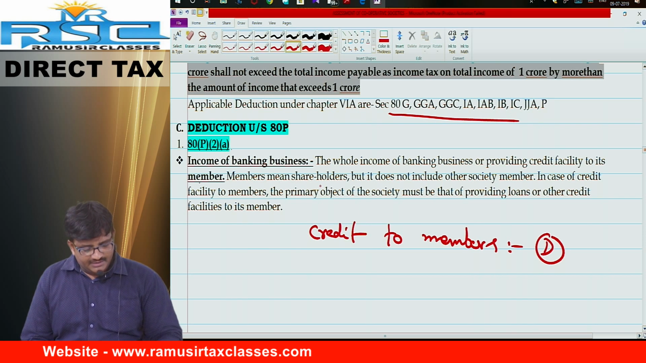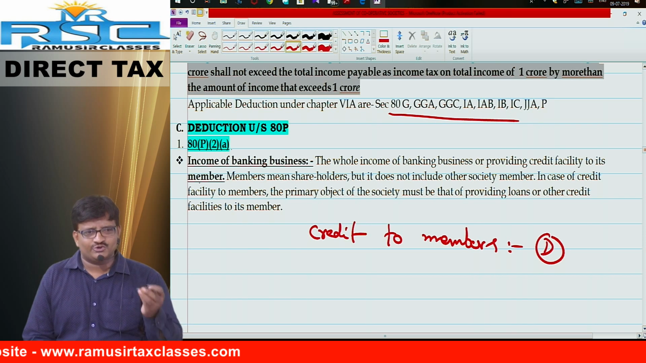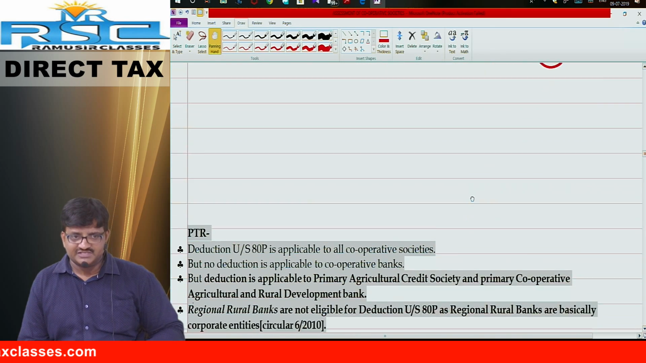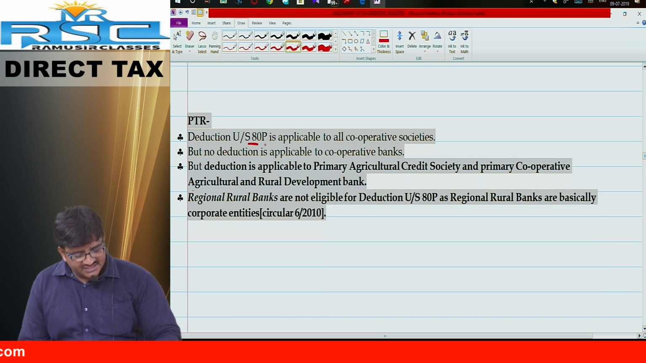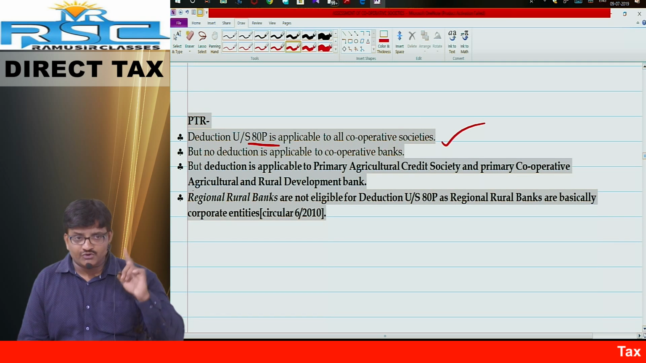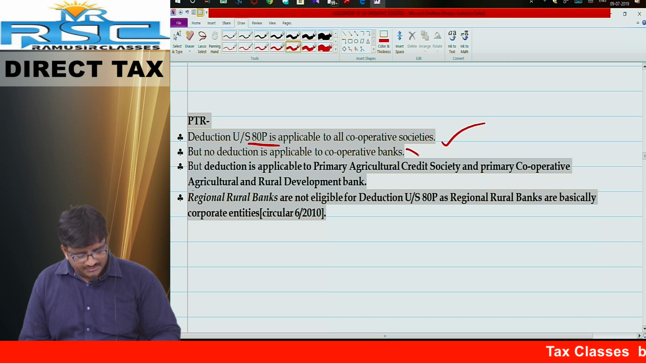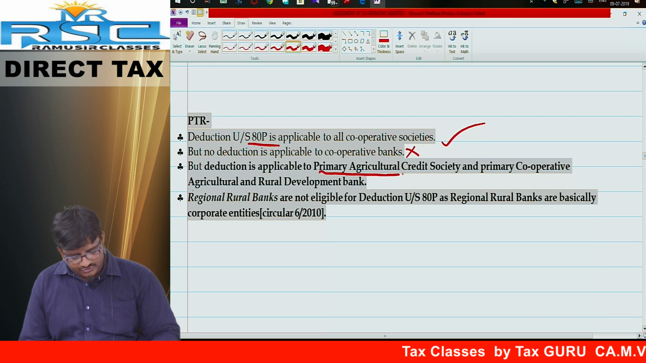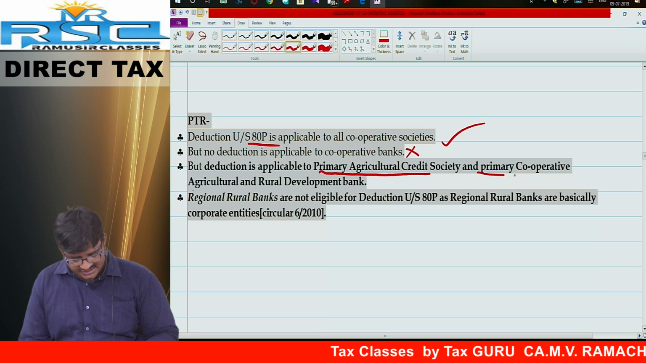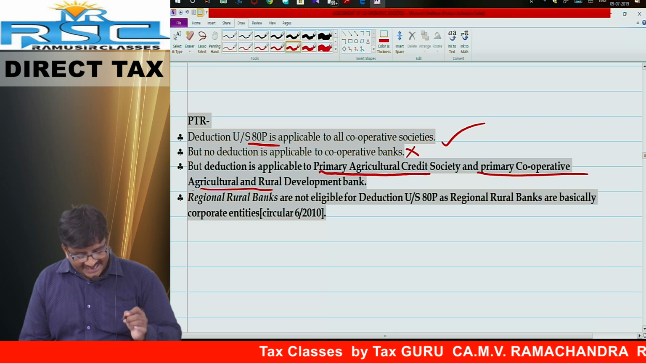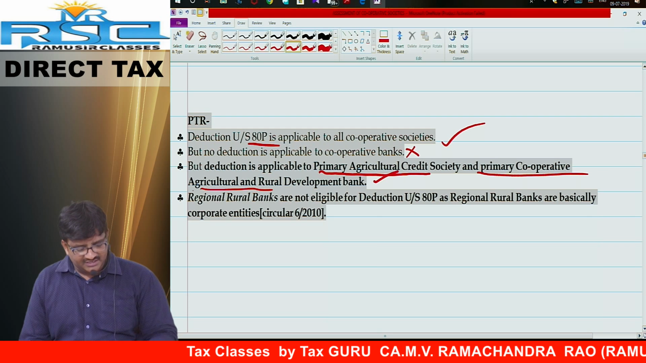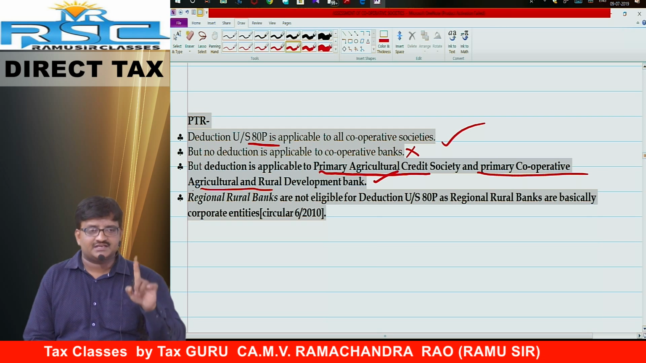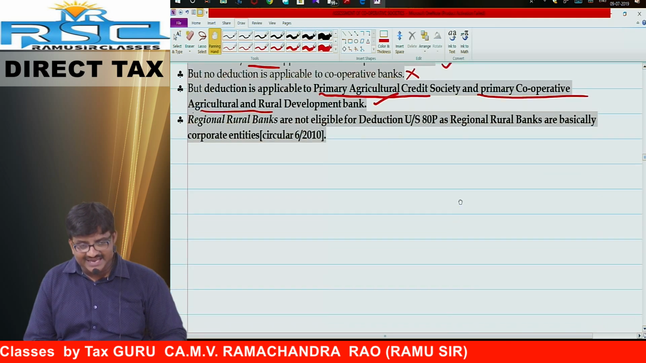Next one, friends, members means shareholders, those people who have voting powers. This is the income of cooperative societies. Next one, friends, deduction under 80P is applicable to all cooperative societies but not applicable to cooperative banks. But this deduction is also applicable to primary agricultural credit societies and primary cooperative agricultural and rural development banks. Next one, regional rural banks are not at all covered under deduction under 80P.